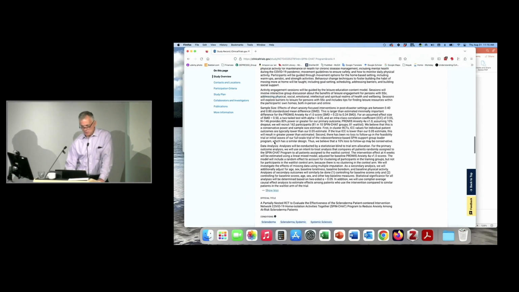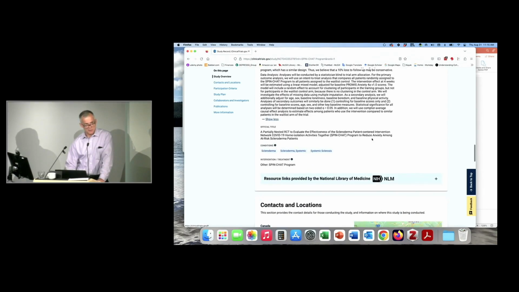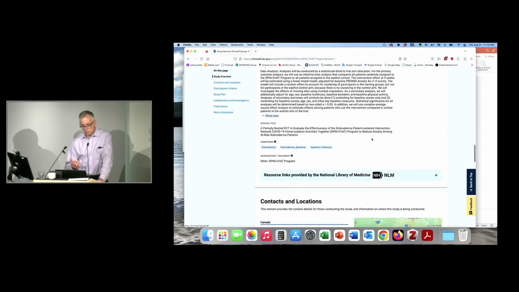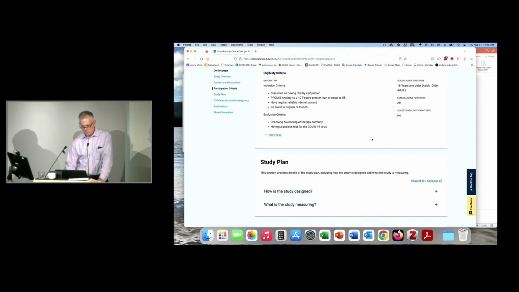You know, it gives you, but it's very basic, right? There's not as much detail. It gives you the basic eligibility criteria. So it doesn't tell us, like in our protocol, how we assess each of these things, but it tells you what the basic criteria are.